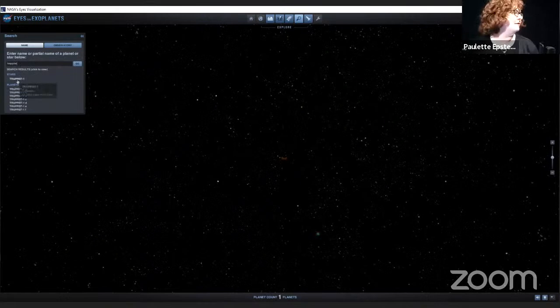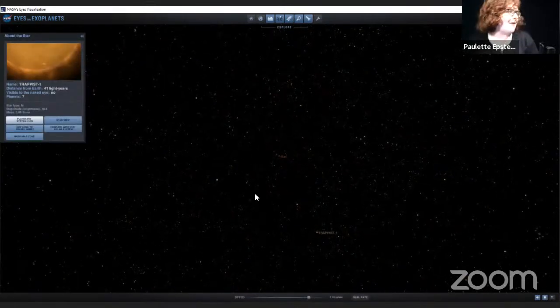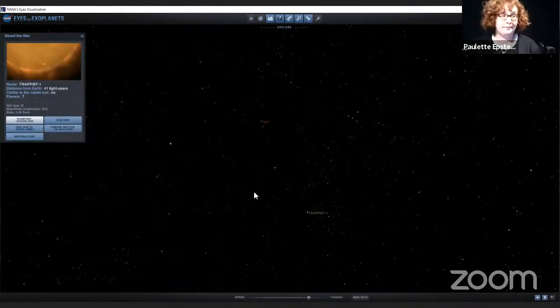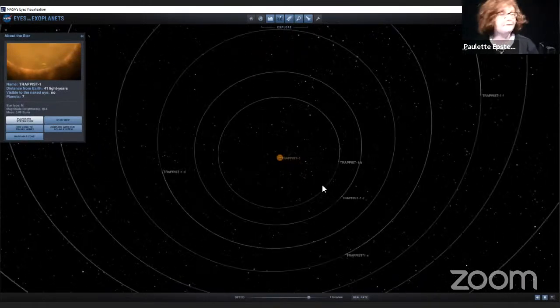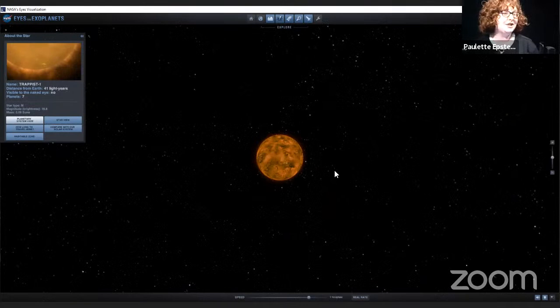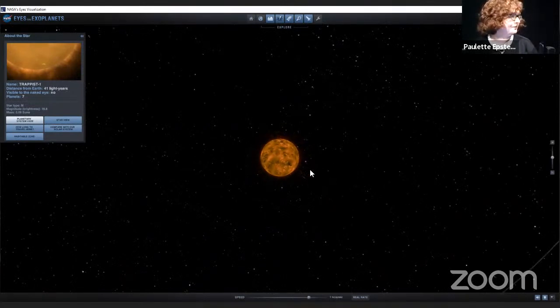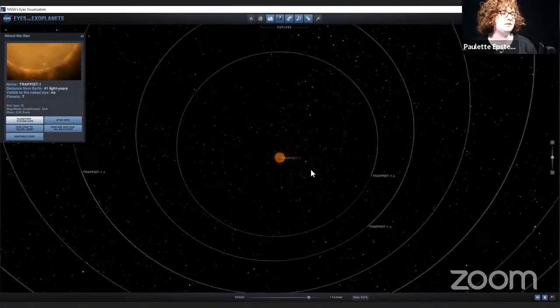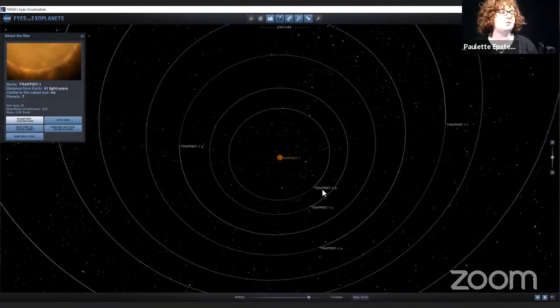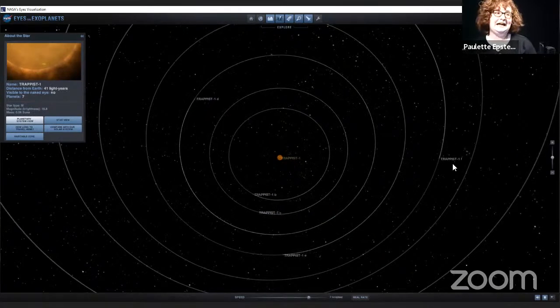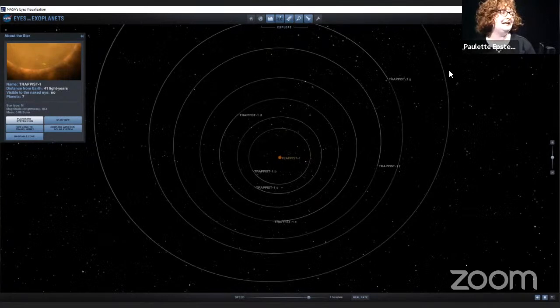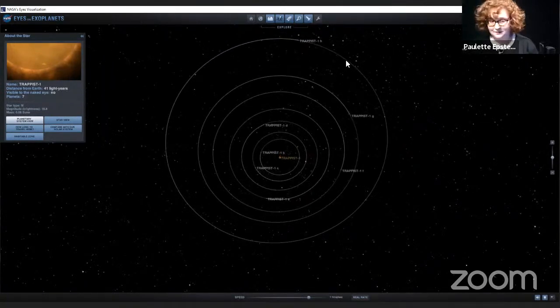And here we have the star TRAPPIST-1. This star actually has quite a few Earth-sized planets orbiting around it. So we have those Earth-sized planets. We have TRAPPIST-1b, c, d, e, f, g, and h.